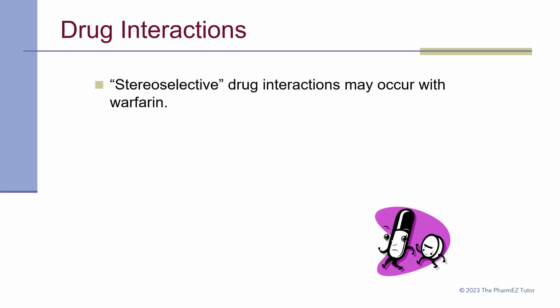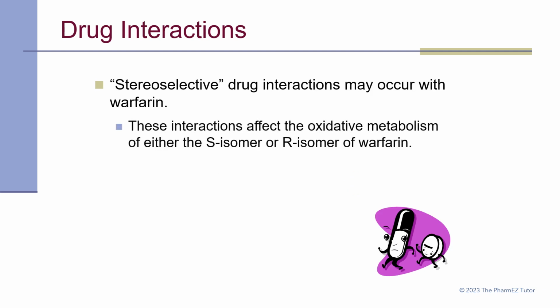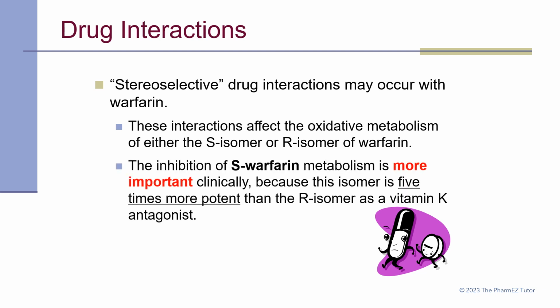Stereoselective drug interactions may occur with warfarin. These interactions affect the oxidative metabolism of either the S isomer or the R isomer of warfarin. The inhibition of S-warfarin metabolism is more important clinically because this isomer is 5 times more potent than the R isomer as a vitamin K antagonist.